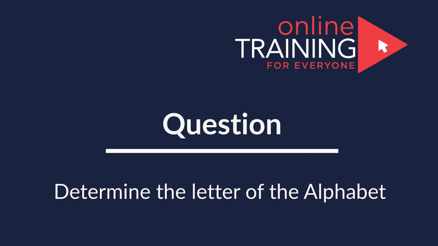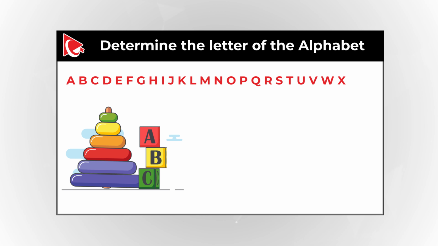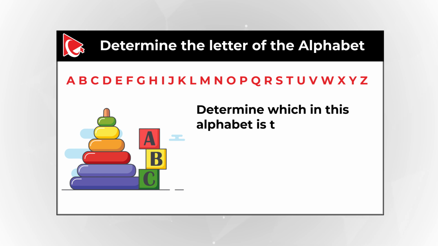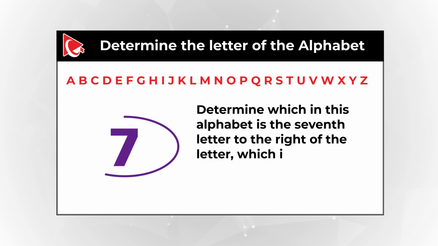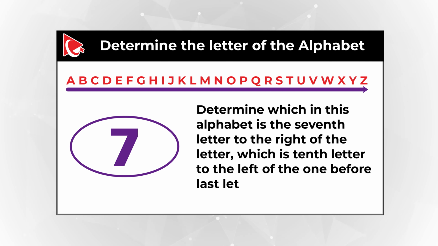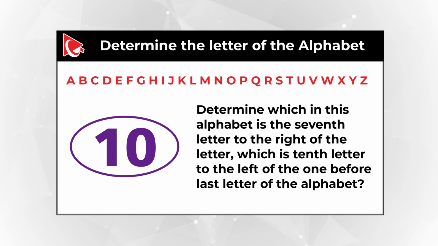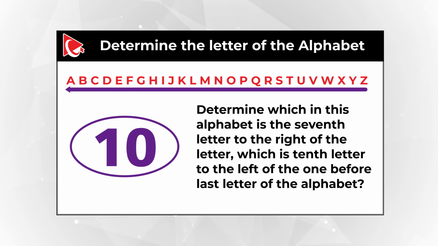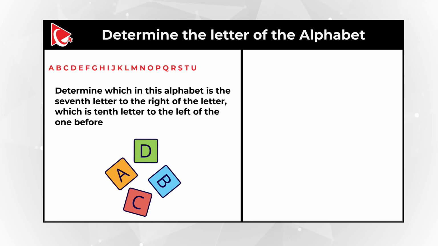I'd like to share with you a very interesting question where you need to determine the letter of the alphabet. You're presented with the 26 letters of the English alphabet, and you need to determine which letter is the 7th letter to the right of the letter which is the 10th letter to the left of the one before last letter of the alphabet. You have 4 different choices.